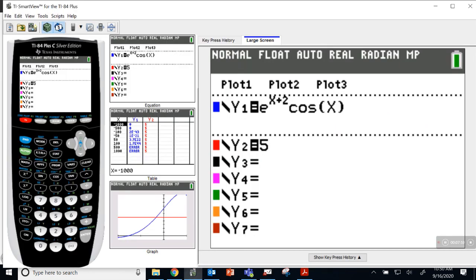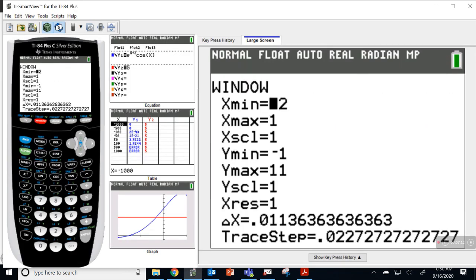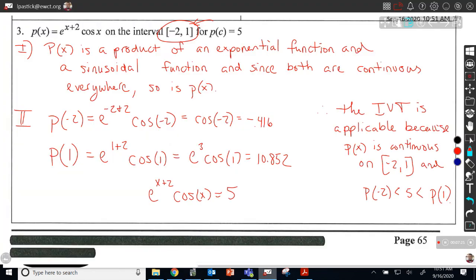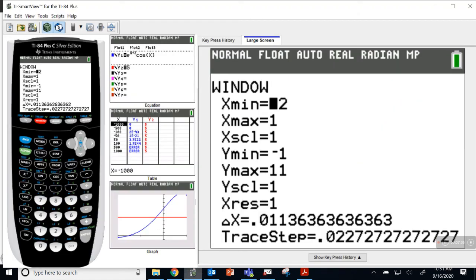The other thing I've done is I've gone to my window and changed the x values to match the interval at hand, which is -2 to 1, and I've changed the y values to match these two outputs, which were 10.852 and -0.416. So I went a little lower on this one, a y minimum of -1, and a little higher on this one, a y maximum of +11, and you can see that here in my window. I just want to take a look at the graph and see what's what.